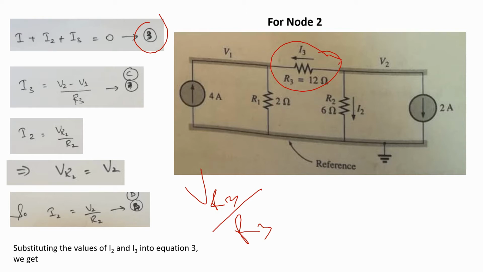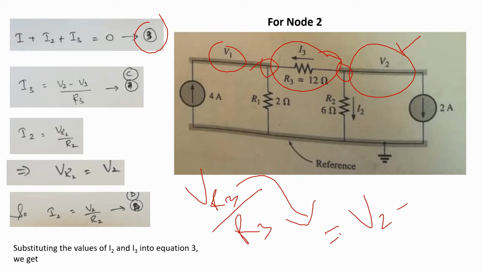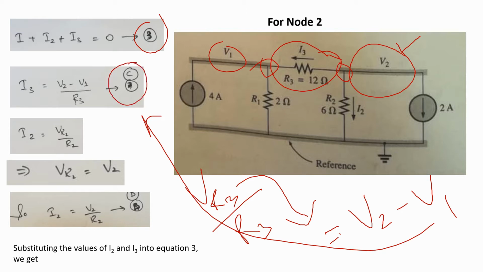VR3 has two potentials, V2 and V1. When we take V2 as a reference, it means V2 is at higher potential and V1 is at lower potential. So we can write the equation of VR3 as V2 minus V1. The value of I3 is then equal to V2 minus V1 divided by R3. Name this equation C.